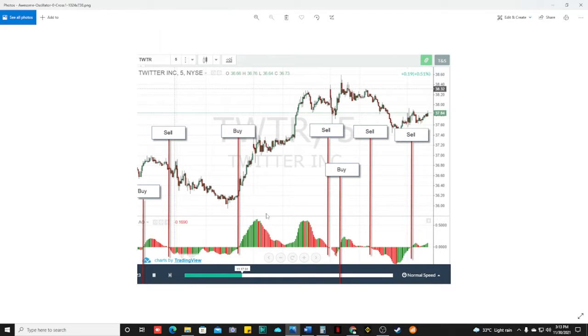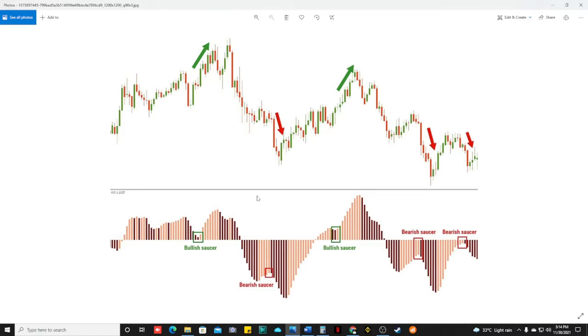That's how you use it the first way. For a beginner, you can use it as a signal of where to buy and where to sell at every crossover. You can use 5 minutes, you can use 15 minutes.